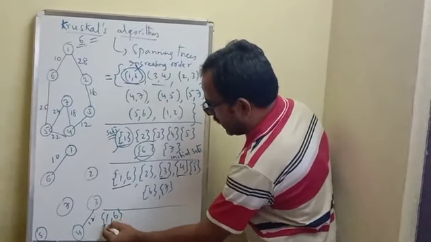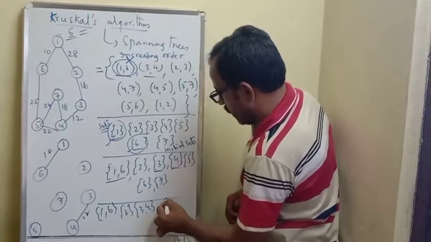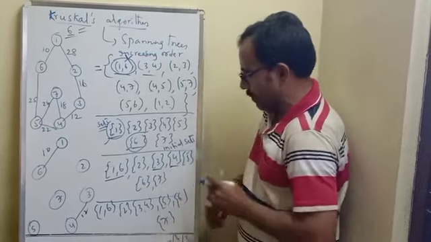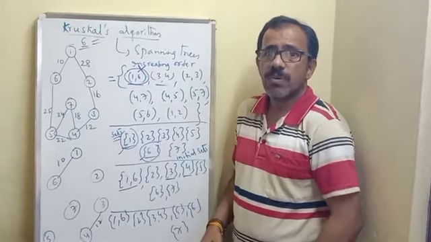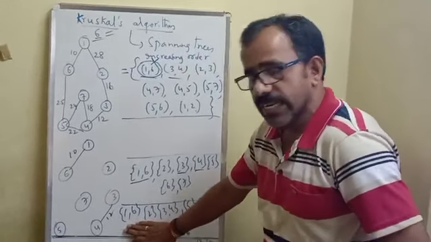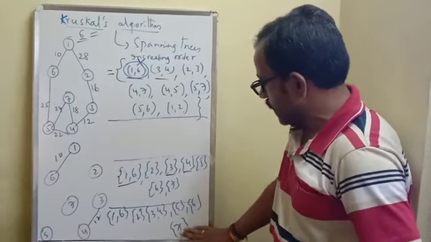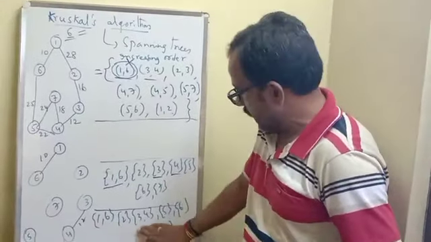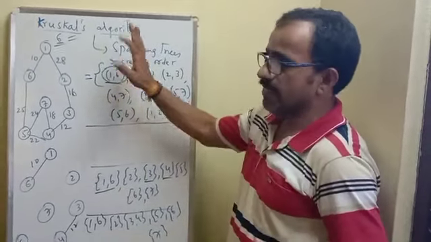1 comma 6 is one set, 2 is one set, 3 comma 4 is another set, 5 is one set, 6 is one set, and 7 is one set. So this is the updated set now. After updating the set, we get the resultant set like this. 1 comma 6 are in the same set, 2 is independent, 3 and 4 are in one set, 5 is one set, 6 is one set, 7 is one set. From this we say that 1 comma 6 is included into the spanning tree and 3 comma 4 is also included into the spanning tree. Then remove this also from the previously constructed set.